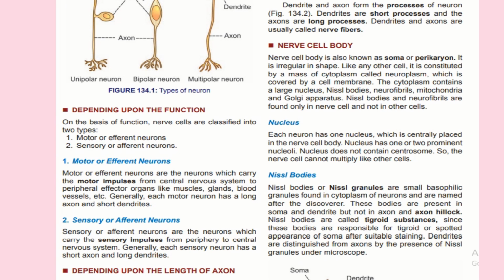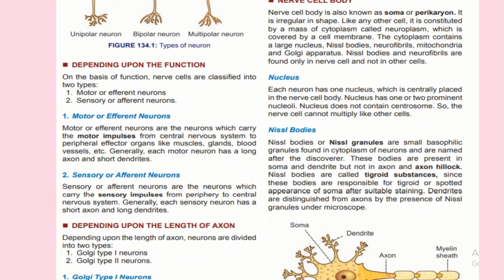Nissl bodies and neurofibrils are only found in nerve cells and not in other cells. Let's look at the nucleus of the nerve cell body. Each neuron has one nucleus which is centrally placed in the nerve cell body. The nucleus has one or two prominent nucleoli. The nucleus does not contain a centrosome, so the nerve cell cannot multiply like other cells.